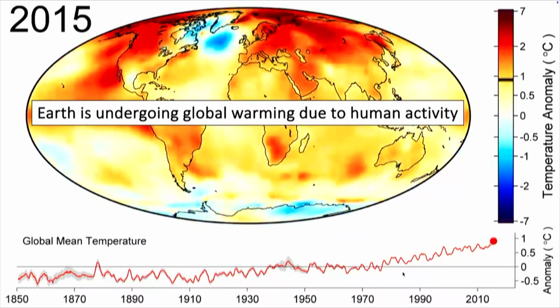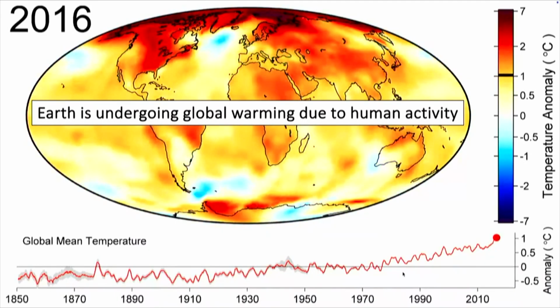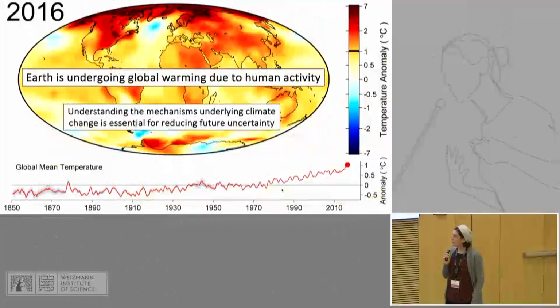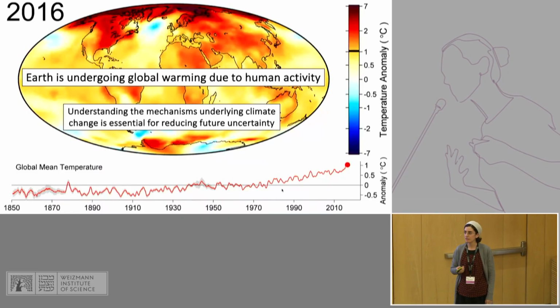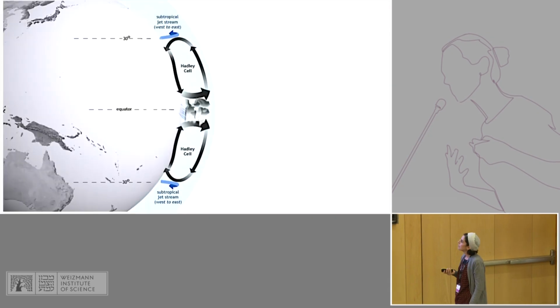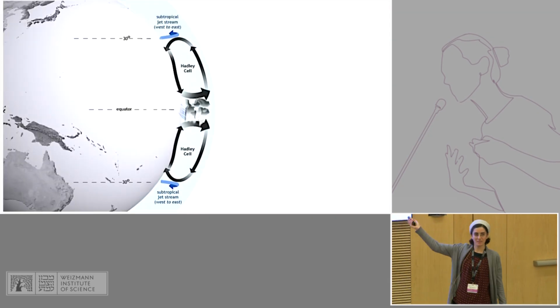But there is great uncertainty regarding future climate changes, and the scientific community can't give a precise and accurate picture of how our future climate is going to look like. In order to reduce this uncertainty, we must understand the physics of the climate system and the mechanisms underlying future climate changes. So this is our system, the atmosphere.